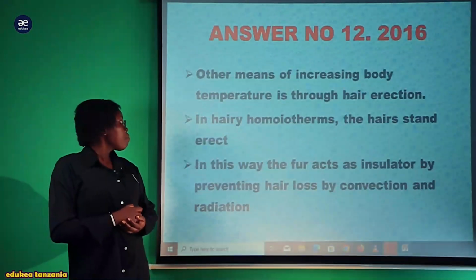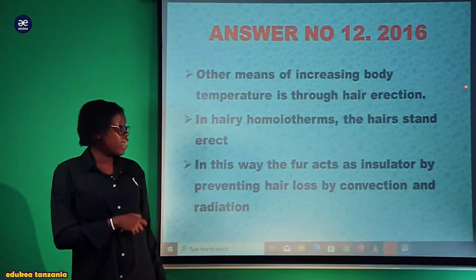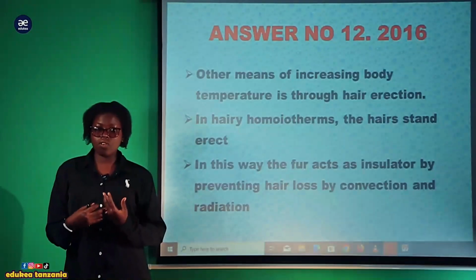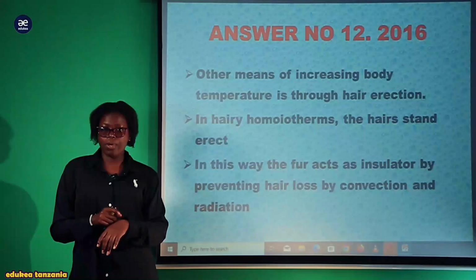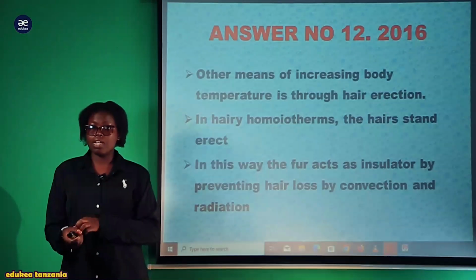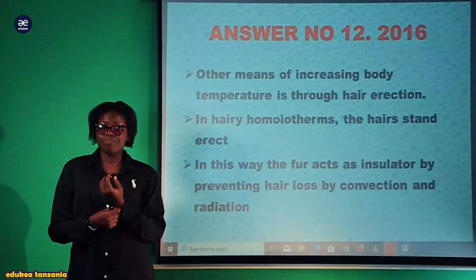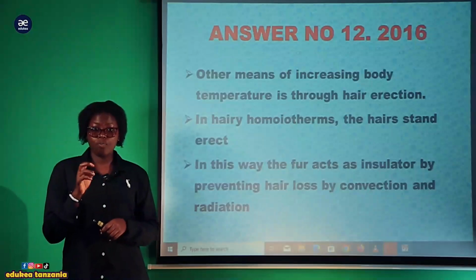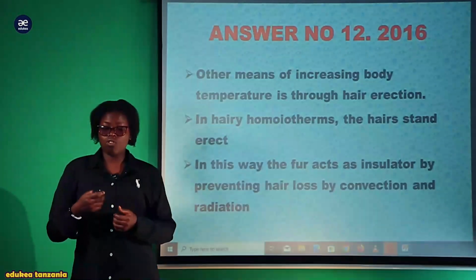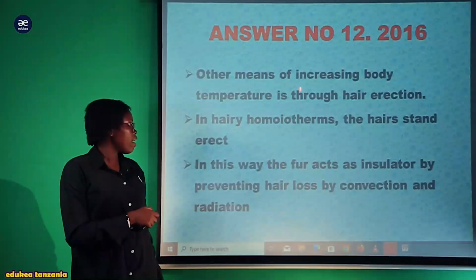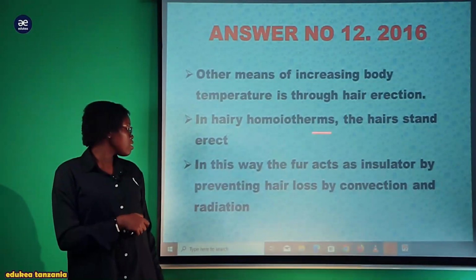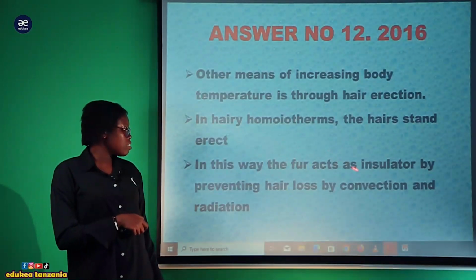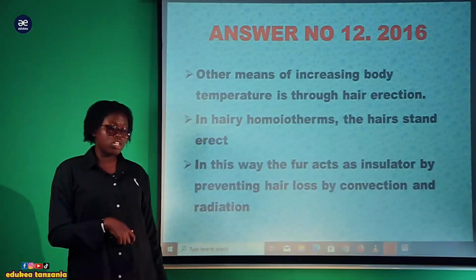Also, another means of increasing body temperature is through hair erection. Likewise, mammals erect their hair. You may ask why during cold weather you find on the skin what looks like a rash has appeared. That is hair erection as a mechanism of conserving heat. So those hairs, the body hairs, form like small bumps as one of the mechanisms of conserving heat. That is what we call hair erection. In hairy homeotherms the hair stands erect in hair erection. Likewise, in this way the fur acts as an insulator by preventing heat loss by convection and radiation.